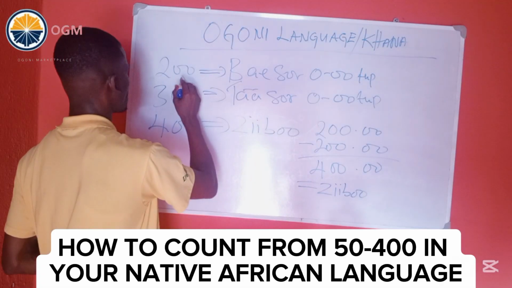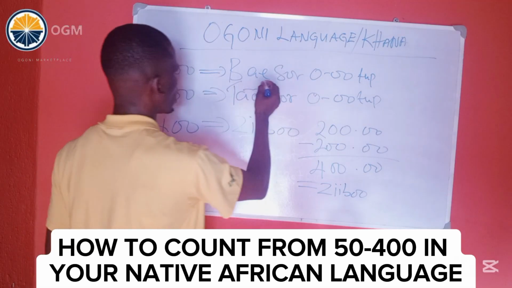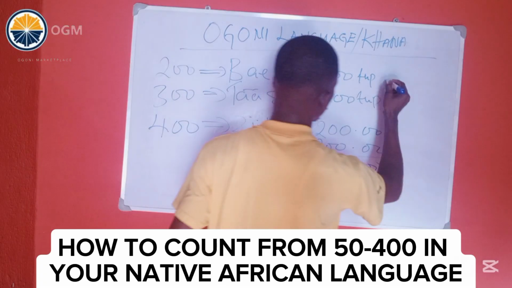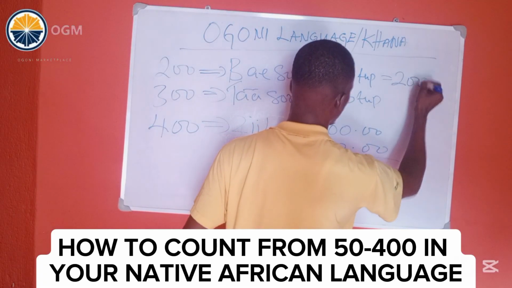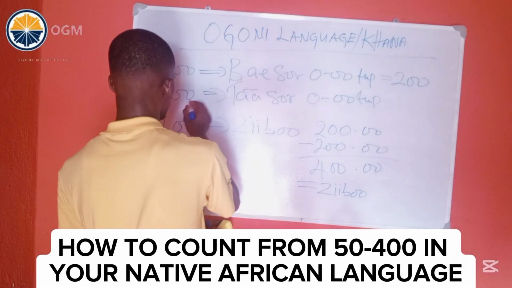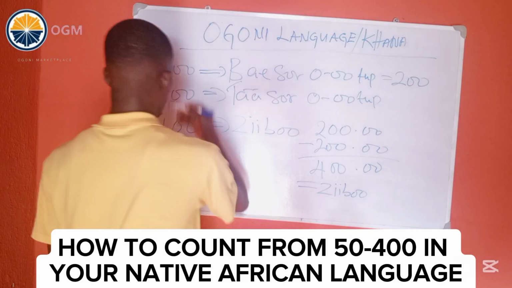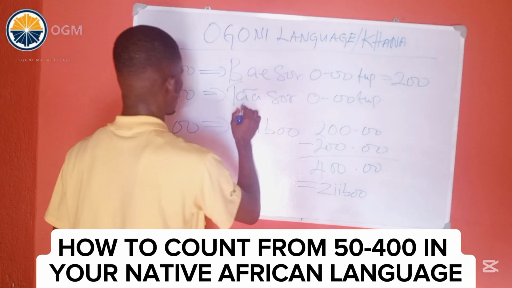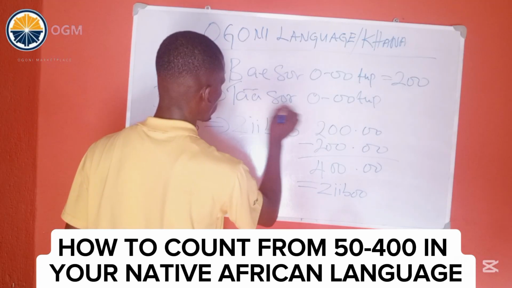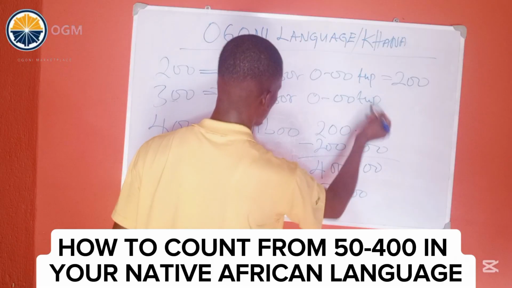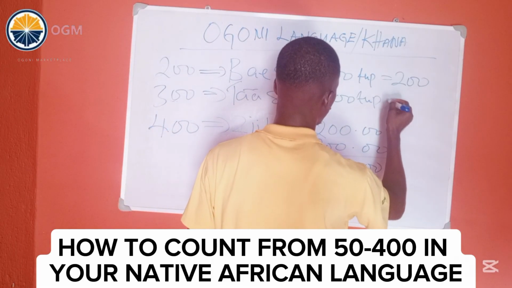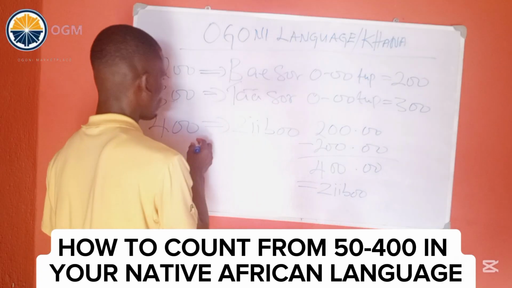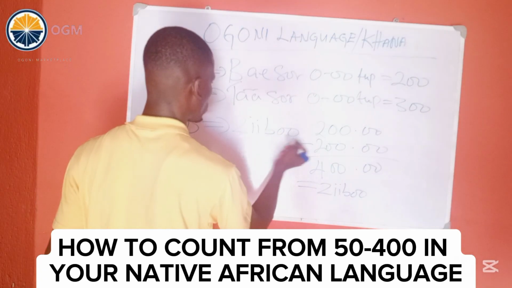How come about 400? Here is 200, which is bason ootu. We give you 200. Here is tason. Here is 300. That is 100, 100 into 3 places. We give you tason ootu, which is 300. Then here you have 400, which is zintu.